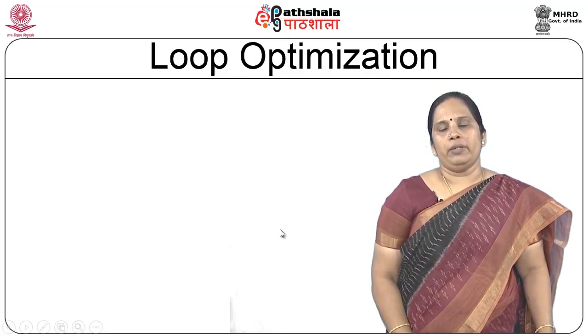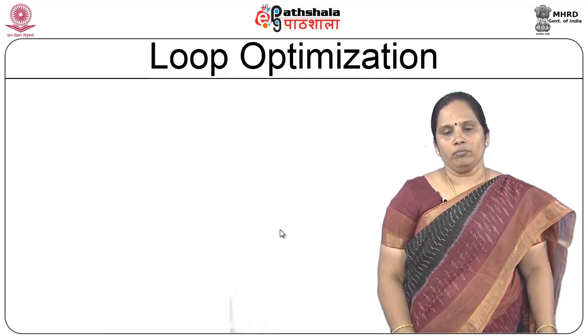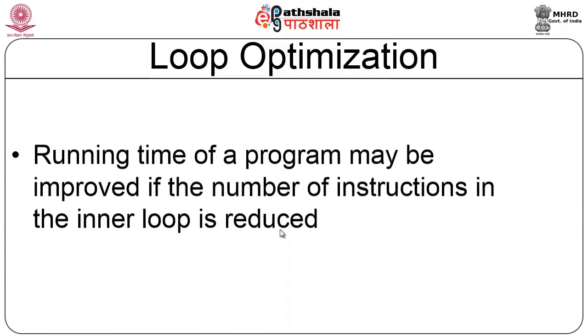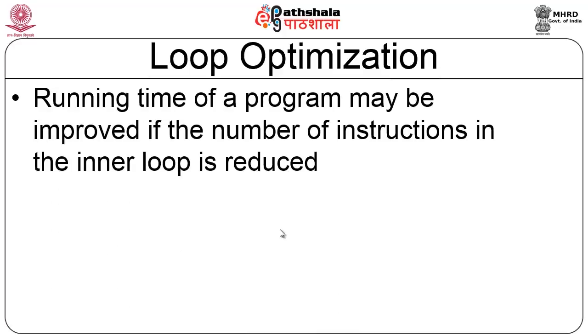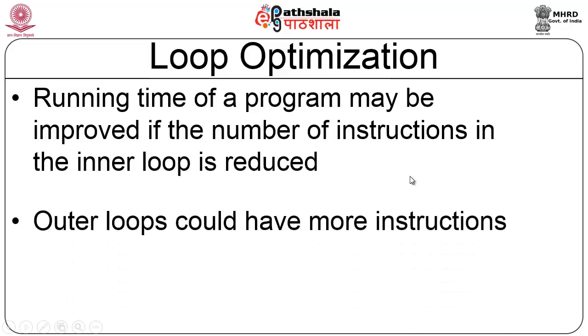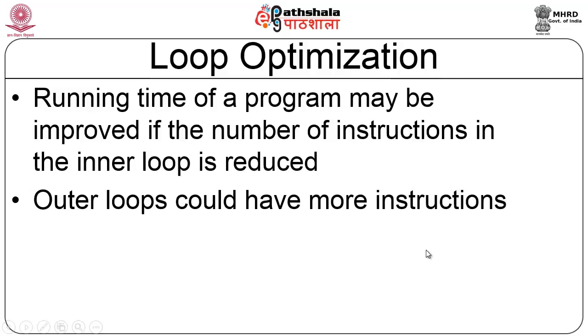Now, loops basically form the control flow. In addition to that, loop optimization talks about optimization that is possible within the structure of a loop. The running time of a program may be improved if the number of instructions in the inner loop is reduced. So, our ultimate aim is to reduce the number of instructions in the inner loop as much as possible. An inner loop is one which does not have any loop inside it, so that is the smallest possible loop. Outer loops could have more instructions, and outer loops could contain multiple inner loops also.